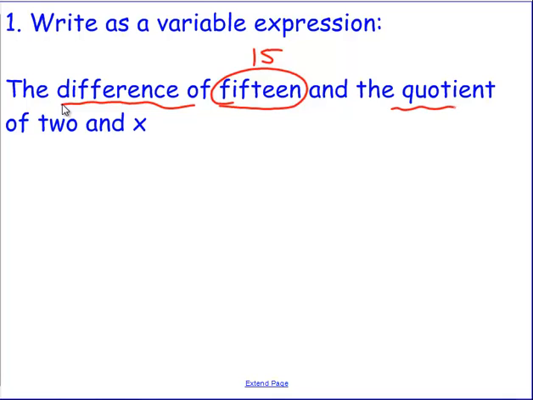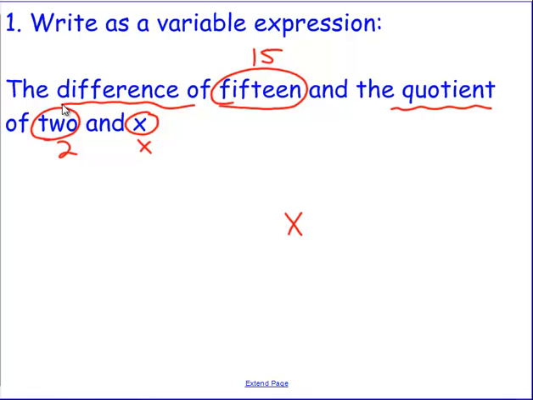We see quotient, which makes me think division. Also makes me think that order matters in quotient and in difference. When I read those words, the order matters. I see a number 2, and then of course I see x. Remember, when we're writing these expressions or equations, the first thing I'm always going to want to write down on my paper is the variable, and then build from there.